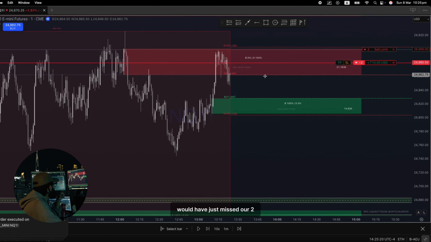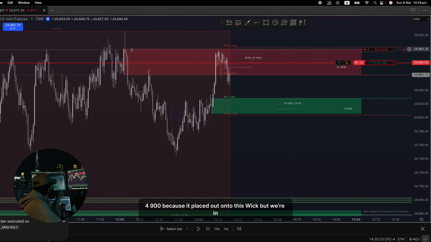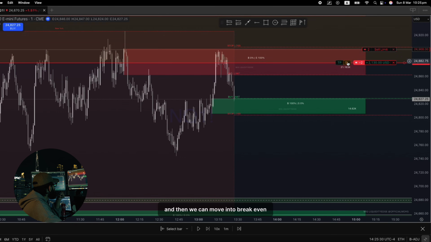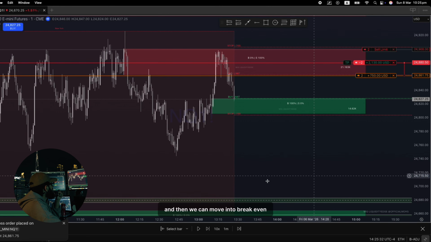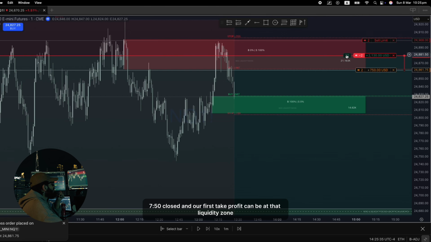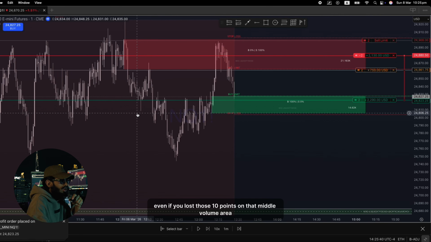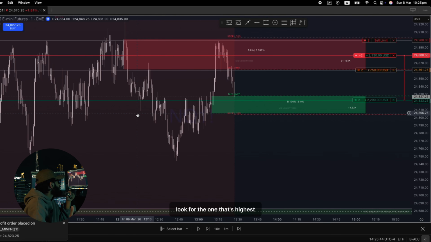Would have just missed our 24900 because it placed out onto this wick. But we're into this trade now. I wait for it to break slightly lower, and then we can move into break even, 750 closed. And our first take profit can be at that liquidity zone. As you can see, played out very nicely. Even if you lost those 10 points in that middle volume area, look for the one that's highest. Take that. That is the strongest.